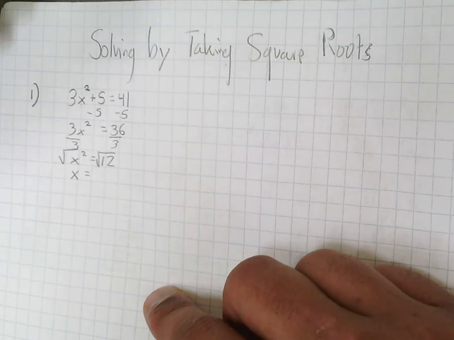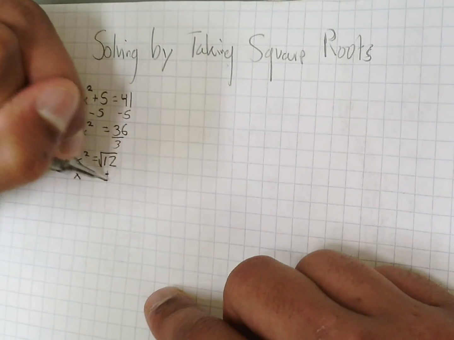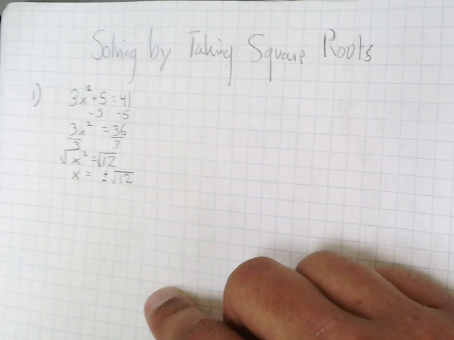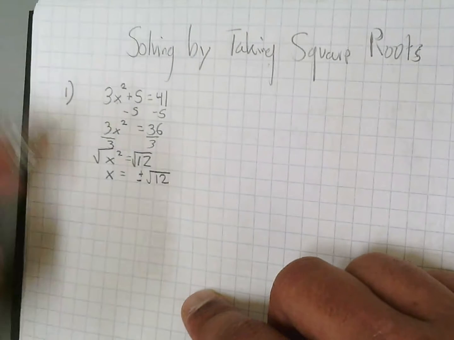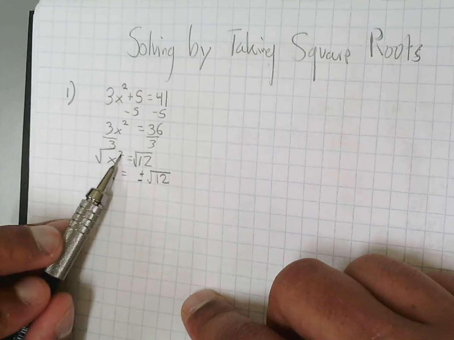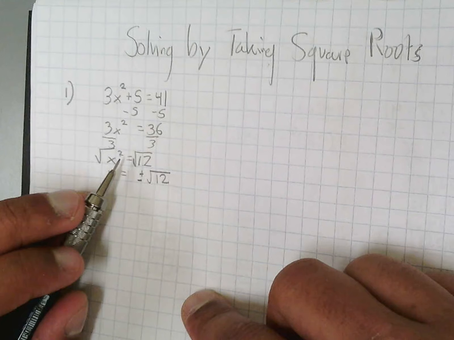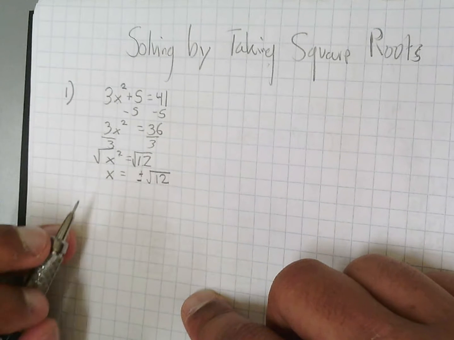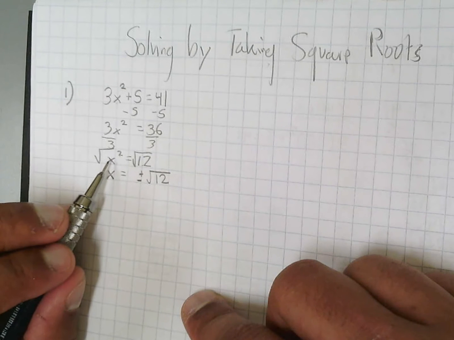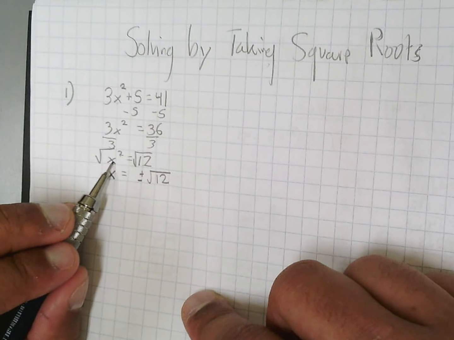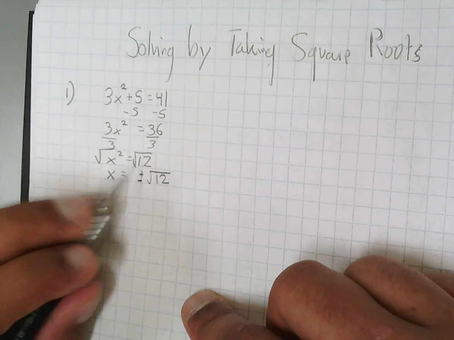Now here's an important thing. When we solve by taking square roots, we have two solutions, both positive and negative square root of 12. Let's talk a little bit about why that is. Remember, in this last step we had x squared equals 12. So we had to ask, what number times itself is 12? Well, there's both a positive and negative version to that answer. A positive times a positive is going to be positive. A negative times a negative is going to be positive.